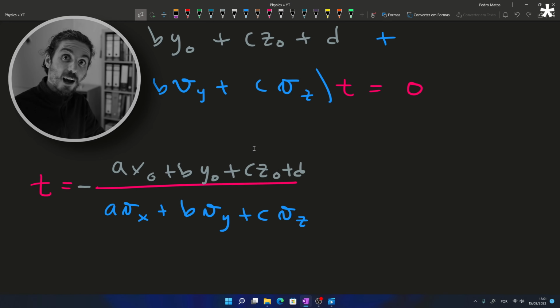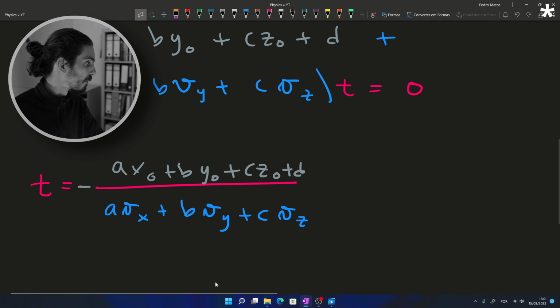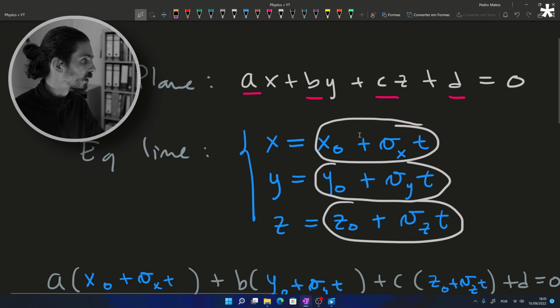And notice t now is related to the parameters that determine the line and the plane, and that t is unique. After we have computed t from the parameters, we can go back to the equation of the line and substitute here, giving us the coordinates x, y, and z, which will be the intersection coordinates between the plane and the line.